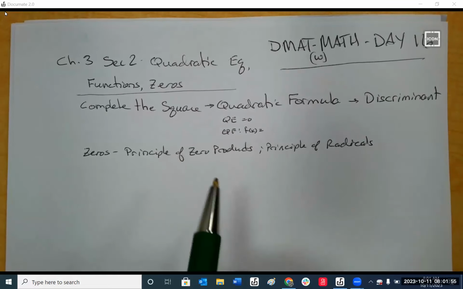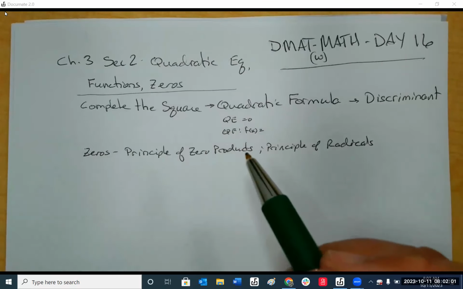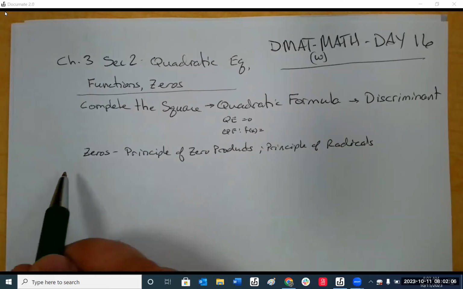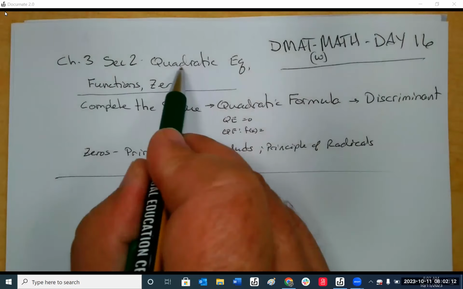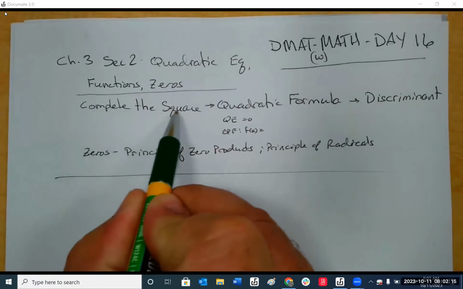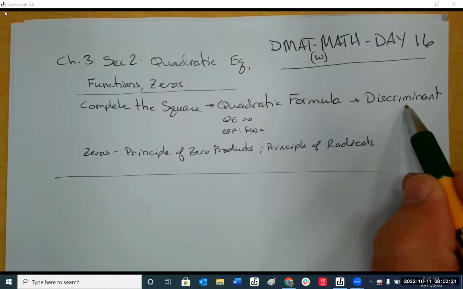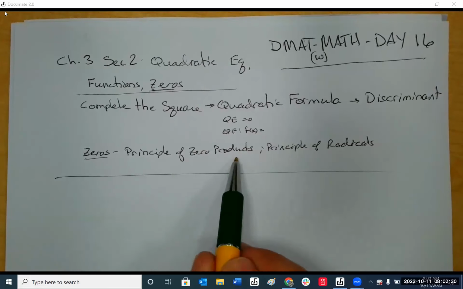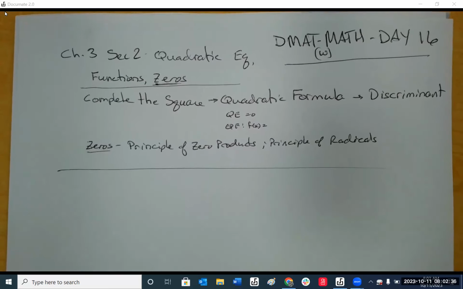Hi, good morning, everybody. Today we're going to do section 2 of chapter 3, quadratic equations, functions, and zeros. If we have time, we'll also do section 3, which is analyzing graphs. In this section, we're going to discuss what quadratic equations are. We're going to use a method of completing the square, and that's going to lead us to the quadratic formula, and we'll discuss discriminants, and then we'll talk about the concepts of zeros using two principles, the principle of zero product and the principle of radicals on how to solve quadratic equations.